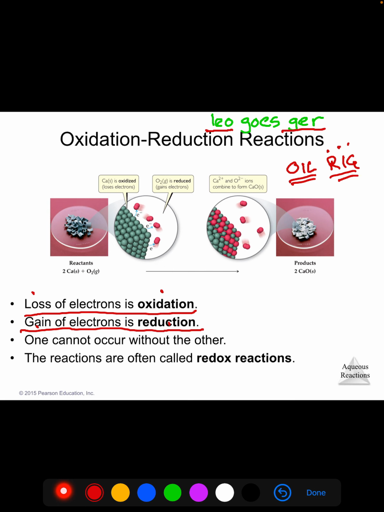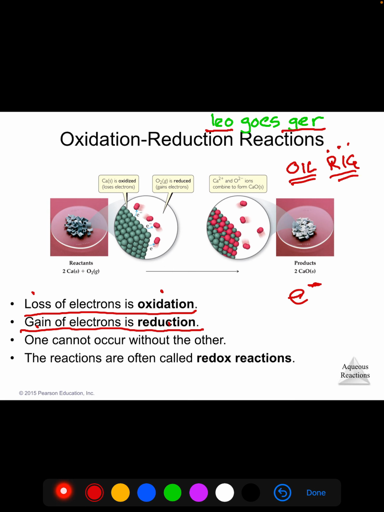Now, we'll talk about how we can tell if something's gained or lost electrons, but the thing I want you to remember is that an electron has a -1 charge, okay? So if something loses or gains electrons, its charge is going to change. So that's really what we're going to be talking about.